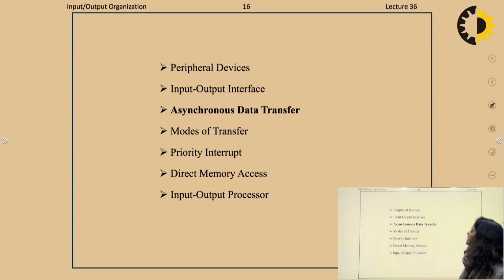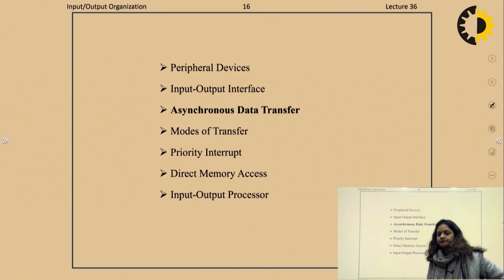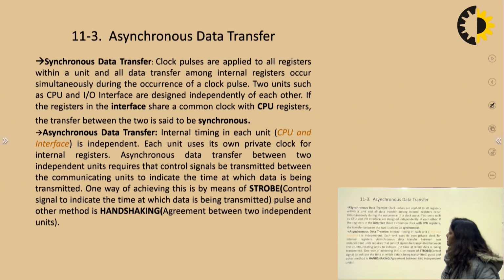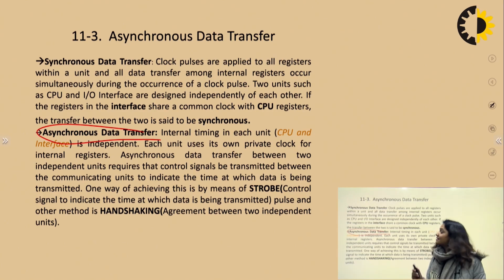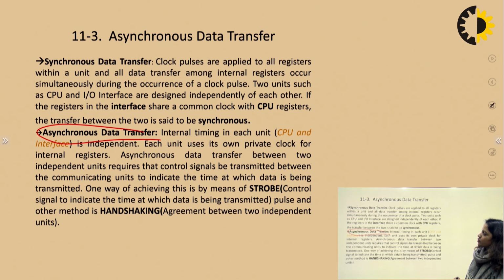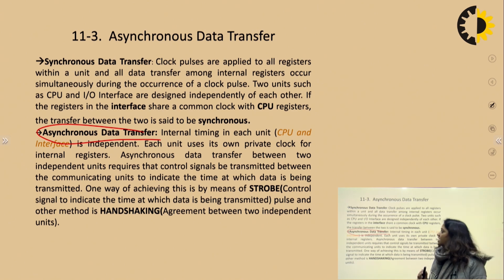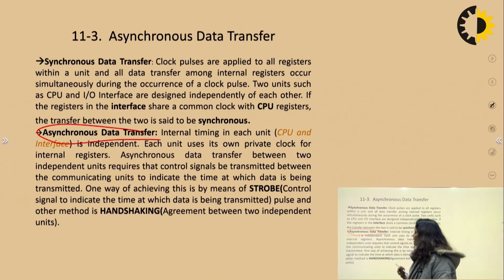Now next is the asynchronous data transmission. So what is data transmission? Data transmission means how the data is moved from the CPU to the devices and from the devices to your CPU. We have two schemes for it. One is the synchronous data transmission scheme and the other is the asynchronous data transmission scheme. So we have two types of data transmission scheme for input output devices and CPU.